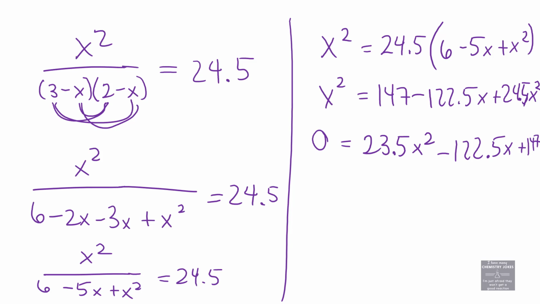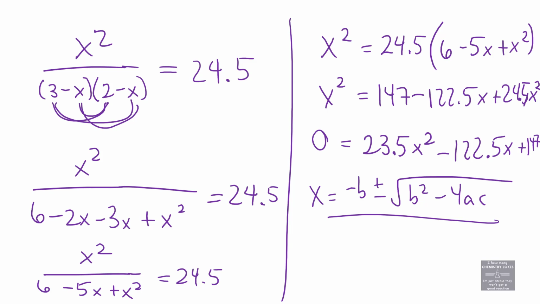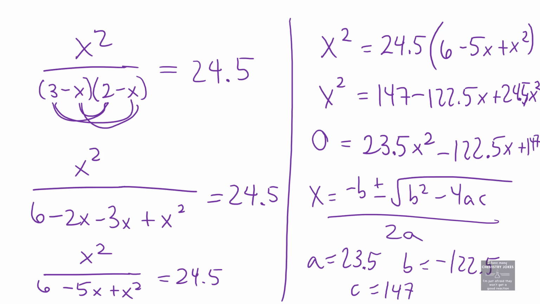Why did I set it equal to 0? Because I've got an x squared, and to solve for x, I'm going to need to use the quadratic equation. That's x equals negative b plus or minus the square root of b squared minus 4ac, over 2a. Hopefully you kind of remember that's how that works. So my a is equal to 23.5. My b is equal to negative 122.5. And my c is equal to 147. So if I plug those values into the quadratic equation, I get two values of x. Let me get us to a new slide.